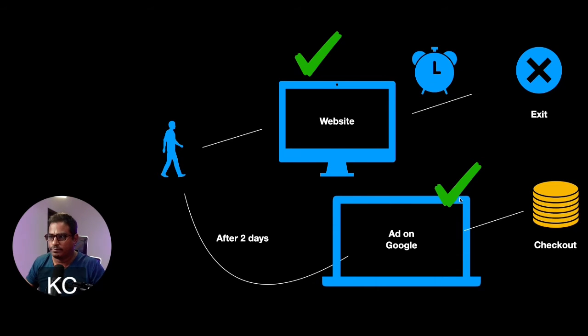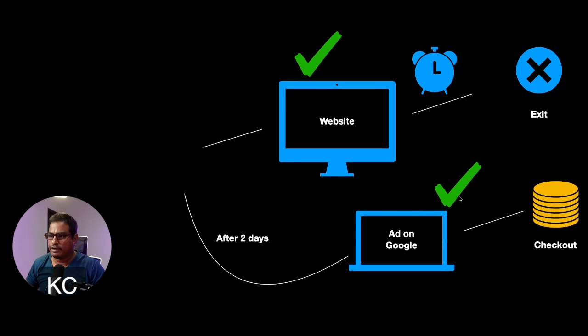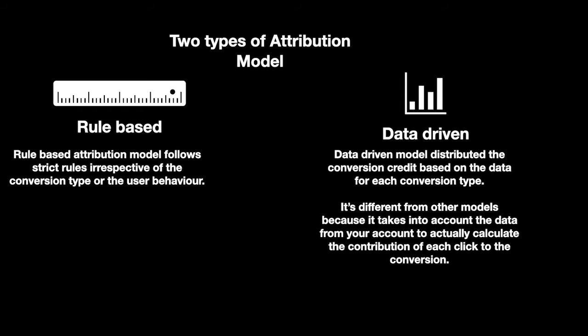So let's move forward. What should you give the credit to? The first visit directly to the website, or the ad click that led to the website, which resulted in a conversion after 2 days? Now, in this example, who do you want to give the credit to? Let's look at how you decide that. Basically, when you speak about attribution, there are two models of attribution. One is rule-based attribution, and the other is a data-driven approach. I have heard a lot of practitioners talk about which of these models is better, but don't have any bias when you're deciding these.